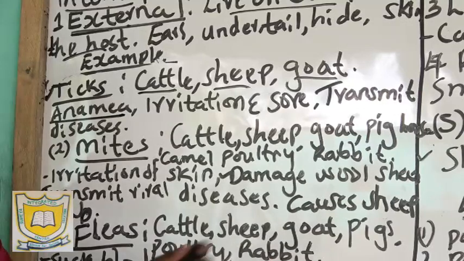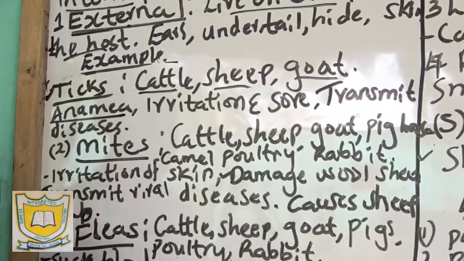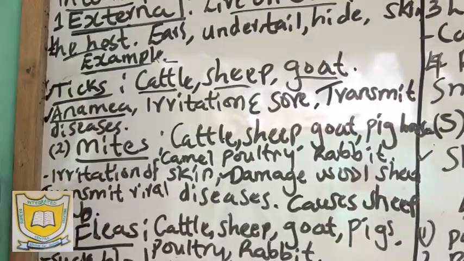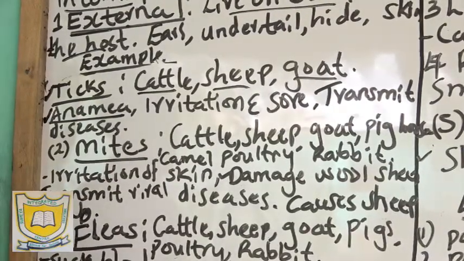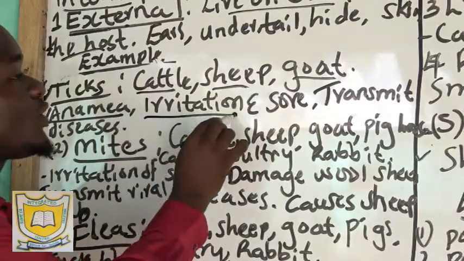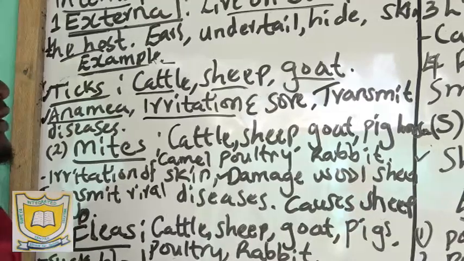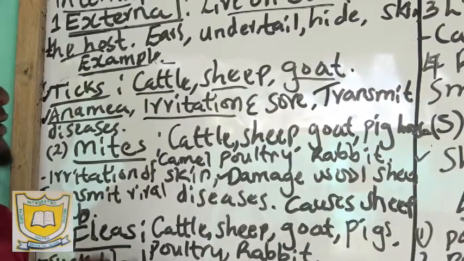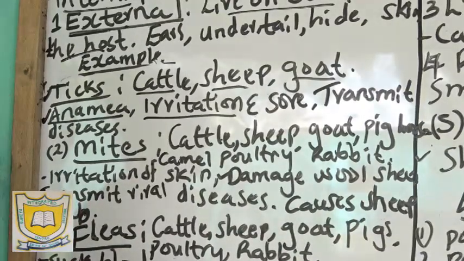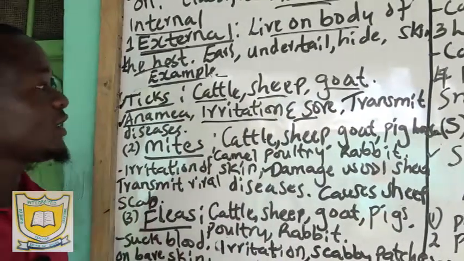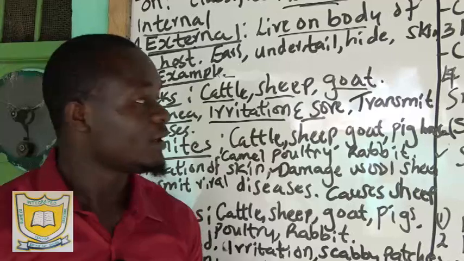Anemia is just a low amount of blood in the body. If we have a low amount of blood, it will have a disease that we call anemia. Number two, the effect of these ticks is that it causes irritation. Irritation is where the animal is not comfortable. It is discomfort. Every time it keeps on changing positions, and it is not comfortable feeding and carrying out its own activities.